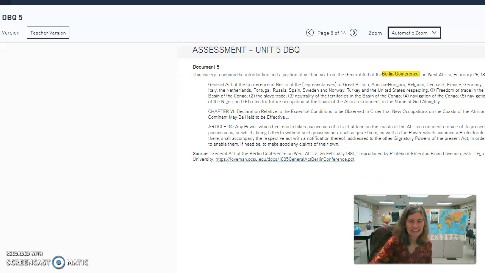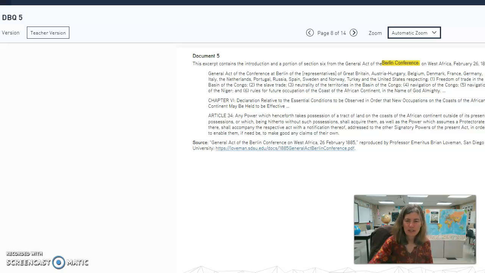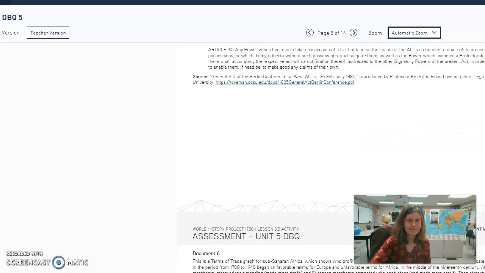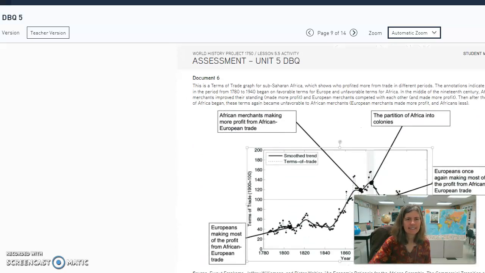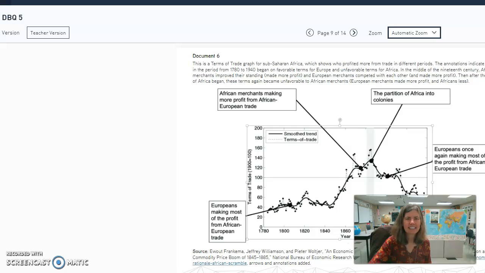Stop in my Google Meet. And if you want to write about it, you can write a paragraph about how the law allows people to justify what they're doing. Pretty interesting stuff. All right, document 6 again talks about trade.